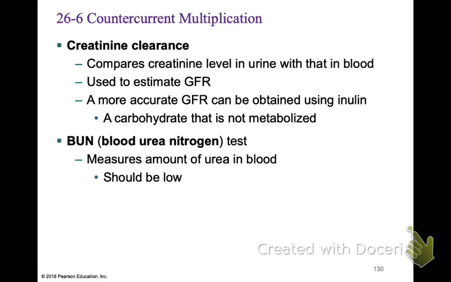We use another compound called inulin. Please don't get that confused with insulin. Inulin is something they can actually inject into you. They can measure the inulin concentration in your blood, compare it to what's in the urine, and that will give them a measure of glomerular filtration rate. That's beyond what I'm going to expect you to remember for the test. Blood urea nitrogen, you'll see this sometimes on urinalysis reports, the BUN report, and it measures the amount of urea in the blood, and it's supposed to be low because urea is a waste product.